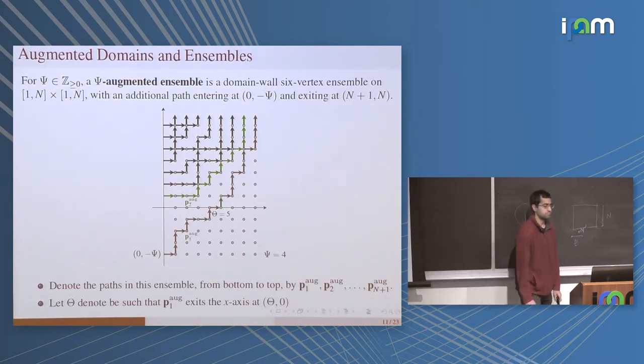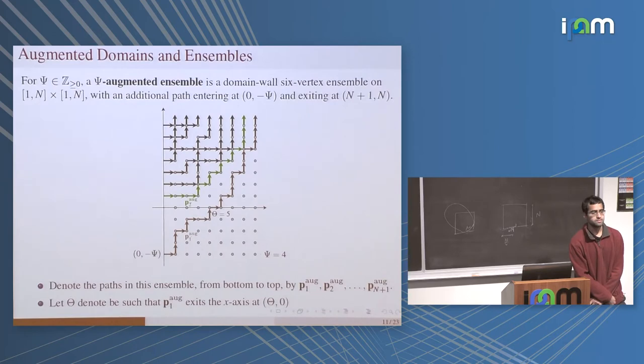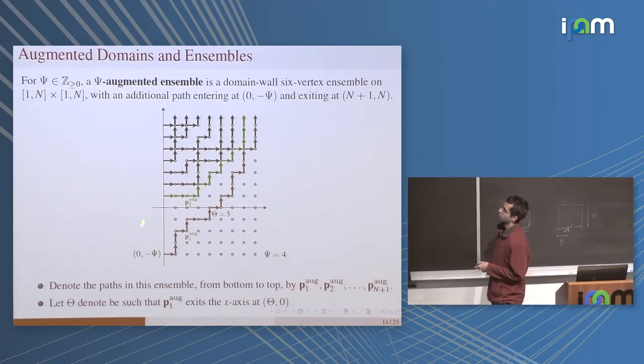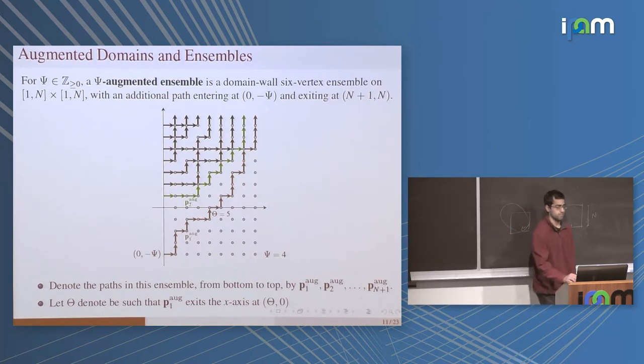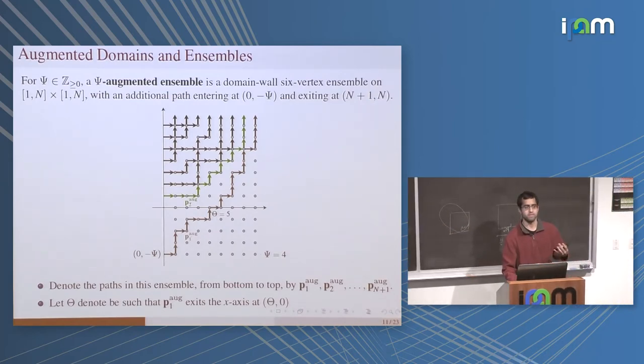Okay, please. Yeah. So now you're adding a new path at the bottom. Correct, at the bottom. I'm taking n paths as I did in the original ensemble, and then I'm adding one more that starts at this location, (0, minus psi). Its behavior is going to tell me something about the behavior of the original model.